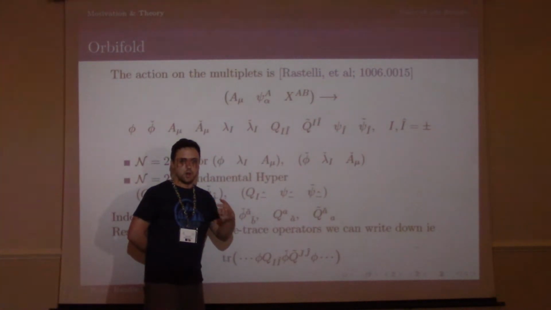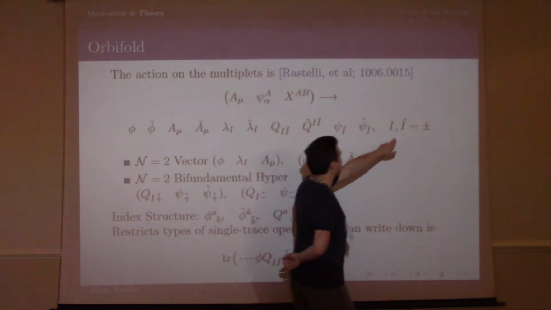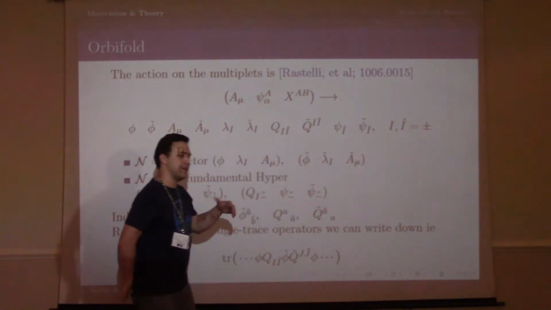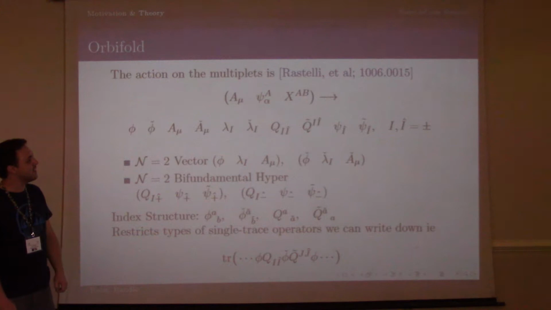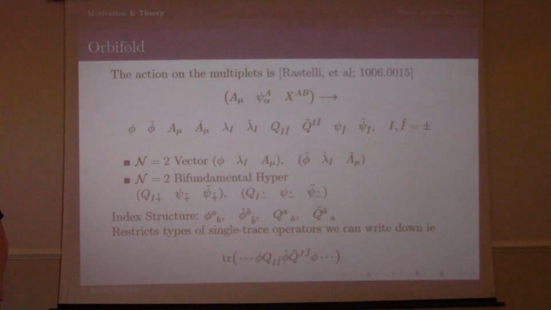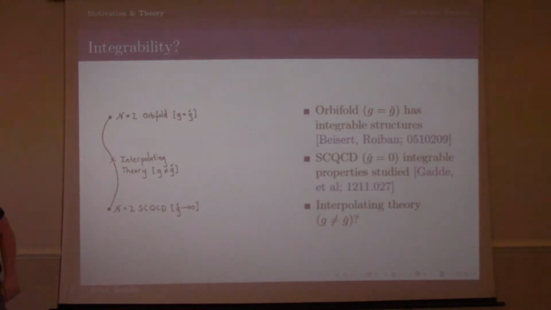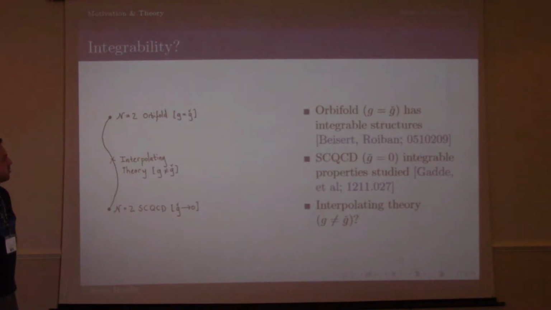And if I just go on back, this gauge index essentially becomes a global symmetry, an extra global symmetry, which can be combined with this i-hat index, which is just an extra leftover global symmetry from the R-symmetry breaking, to get a flavor symmetry enhancement. Okay, so looking then at this family of N=2 CFTs, we can start thinking about integrability.